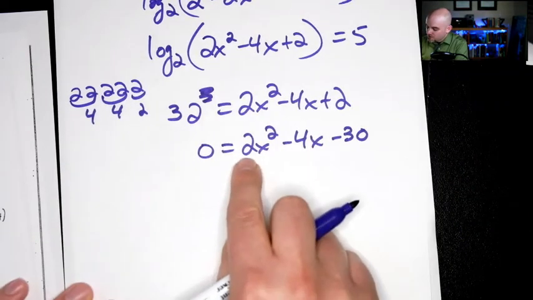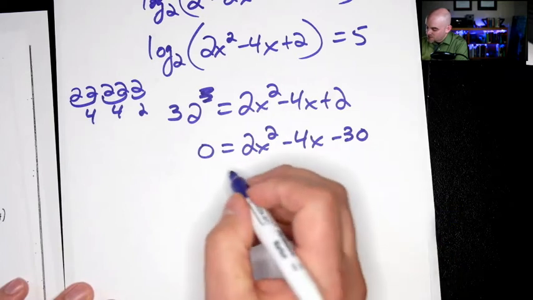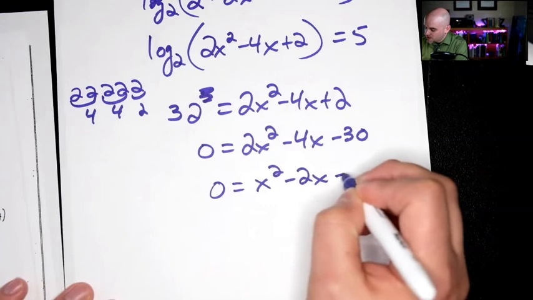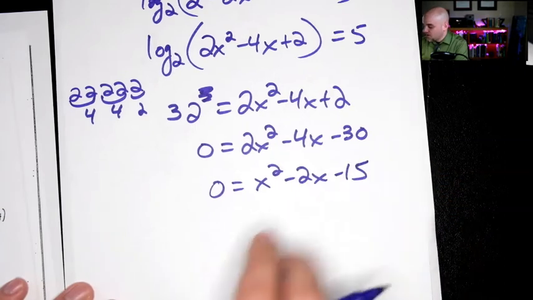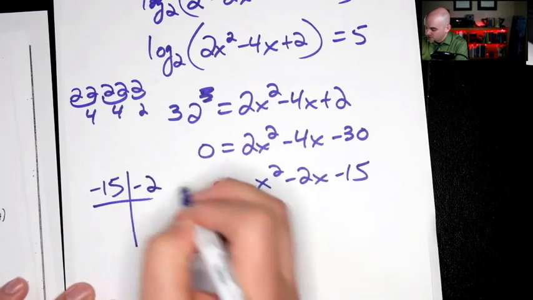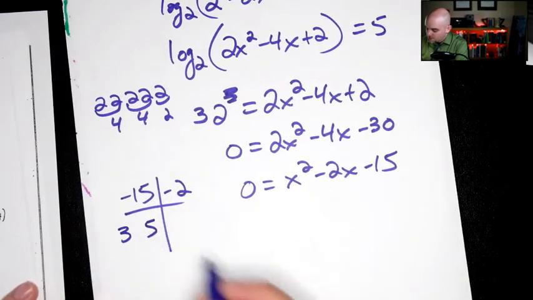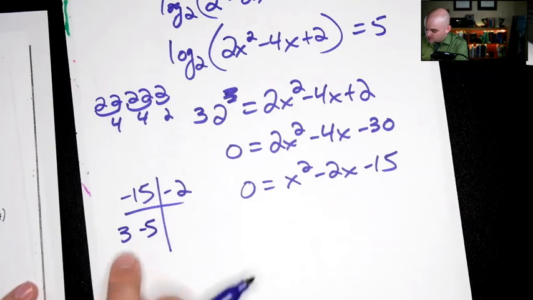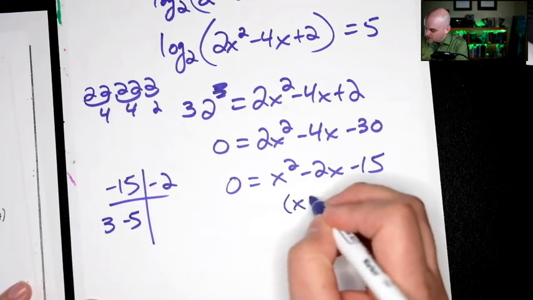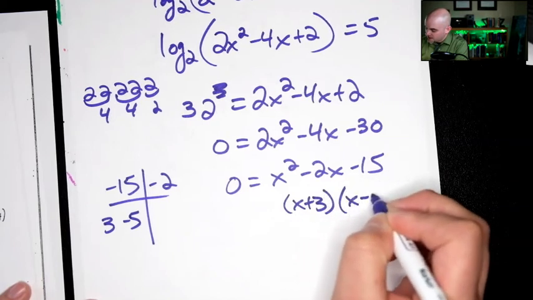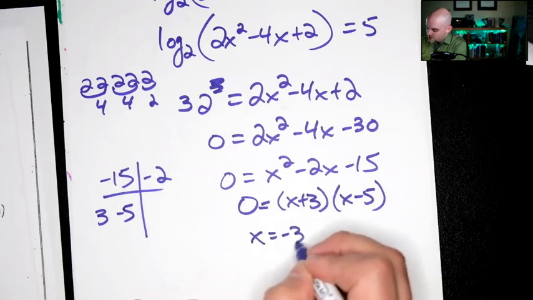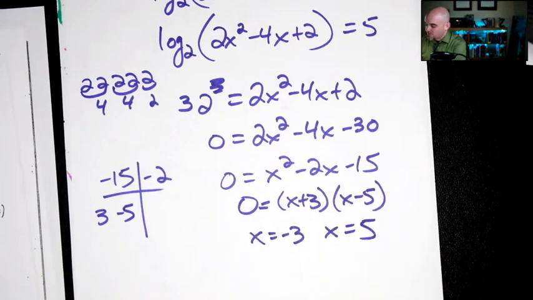To make life a little easy, I see a common factor of 2 here, so I'm going to divide both sides by 2, and I get x squared minus 2x minus 15. And now I need to factor this. So factors of negative 15 that add up to the middle term, negative 2. I get 3 and 5. The 5 must be negative. Everything checks out. Leading coefficient is now 1. So I get x plus 3 times x minus 5 equals 0. So x equals negative 3, x equals positive 5.